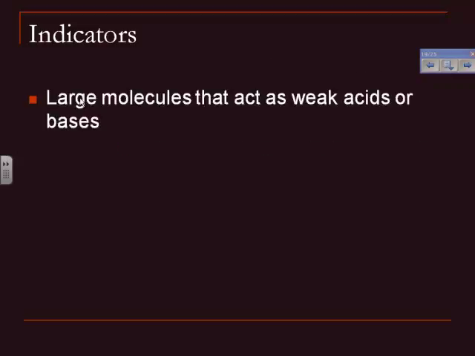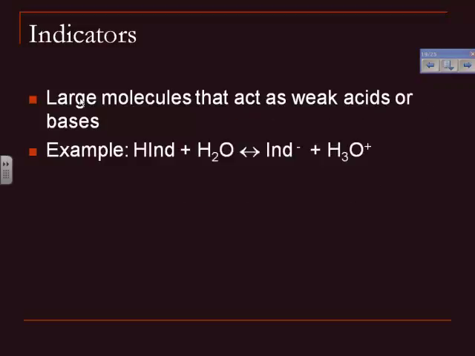An indicator is a large molecule that can act as a weak acid or base. So for example, here I've just taken the molecule and called it IND. It would be some large, usually organic molecule. When it has the hydrogen, it acts as an acid. When it doesn't have the hydrogen, it acts as the conjugate base. The acid and the conjugate base are different colors, so whether there's more of the acid or more of the conjugate base will determine the color of the solution.